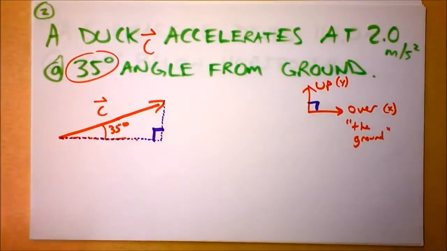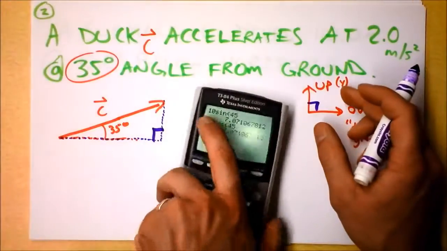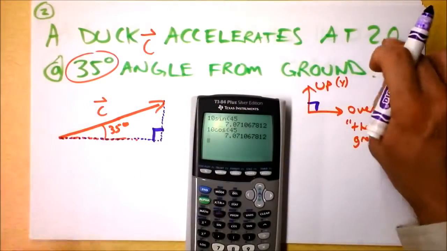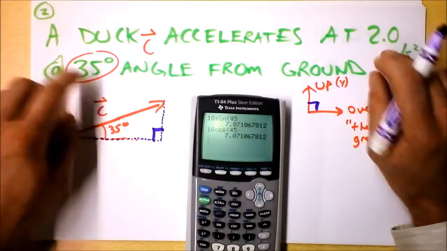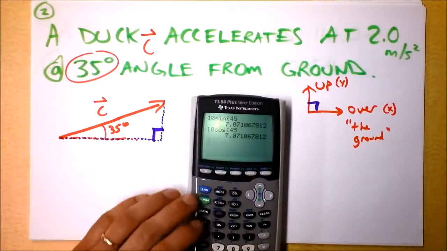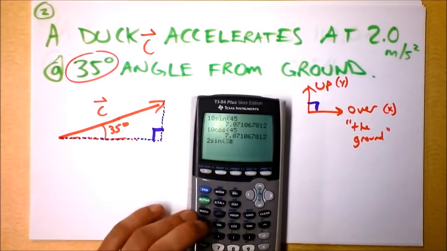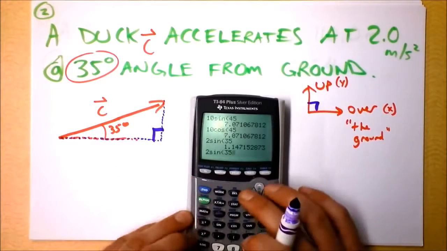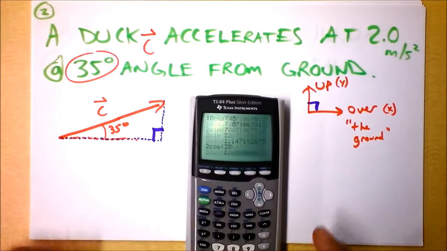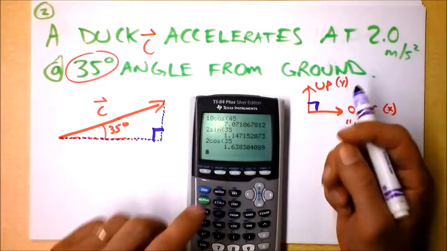And then we're supposed to find these sides. So I want to tell you a little bit of a shortcut right now. I'm thinking that it's probably going to be 2 times sine of 35 and 2 times cosine of 35. So I'll just do both those. 2 sine 35, enter, and get back again. 2 cosine 35, enter. Now I've got 2 numbers.